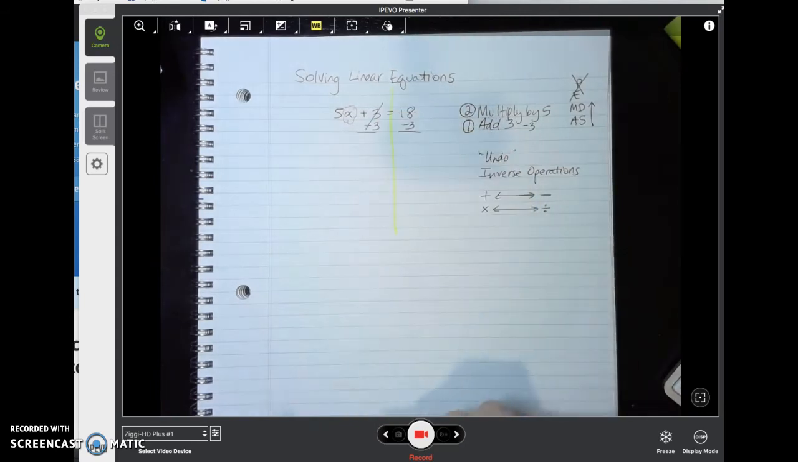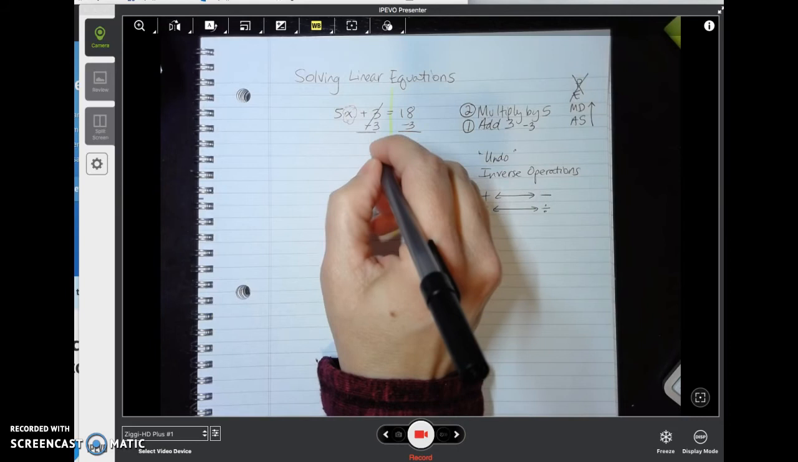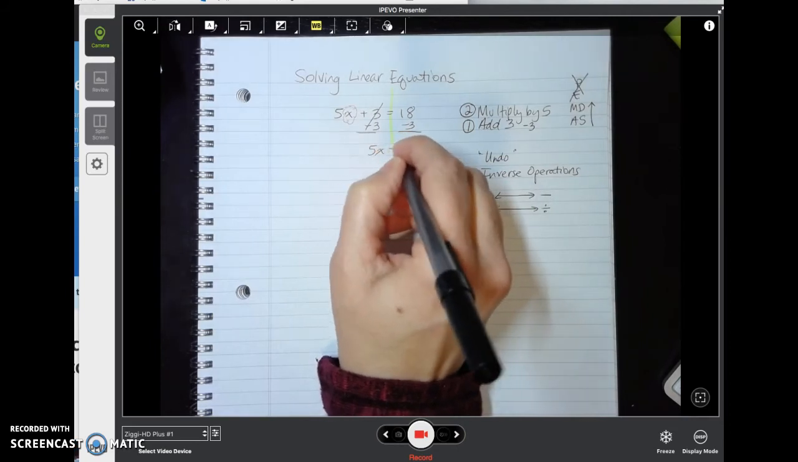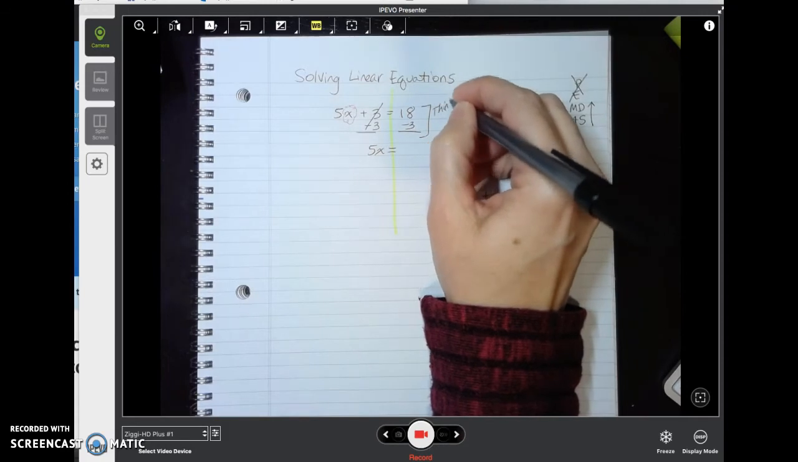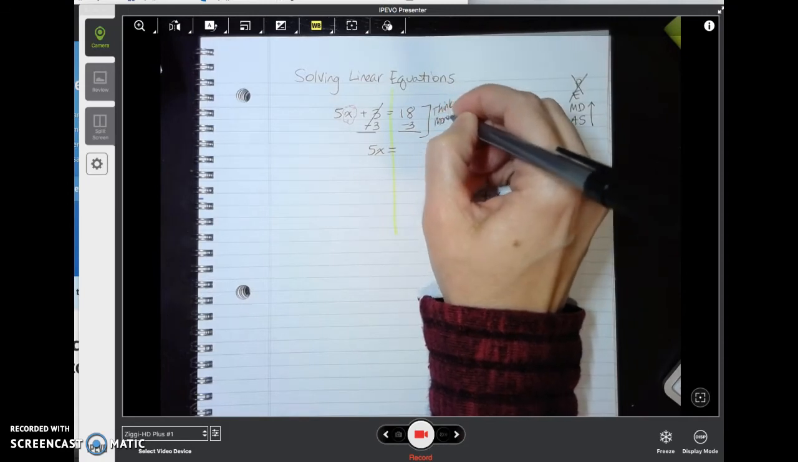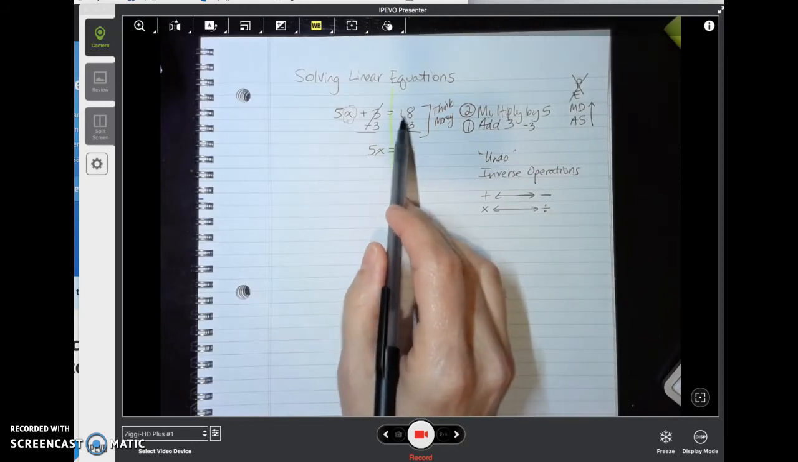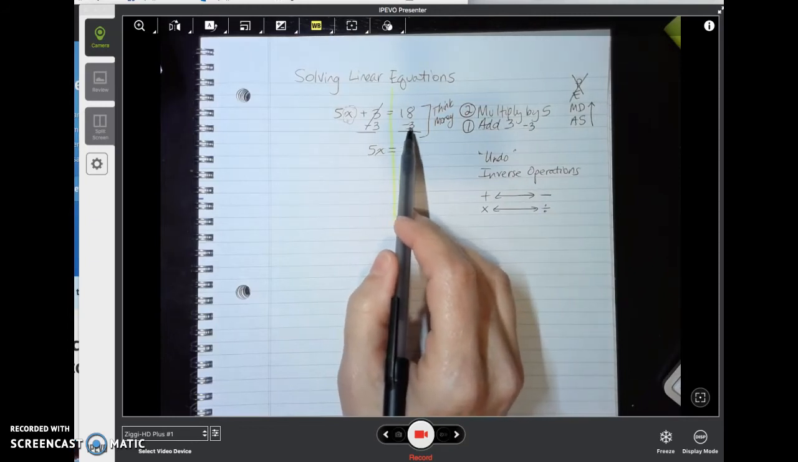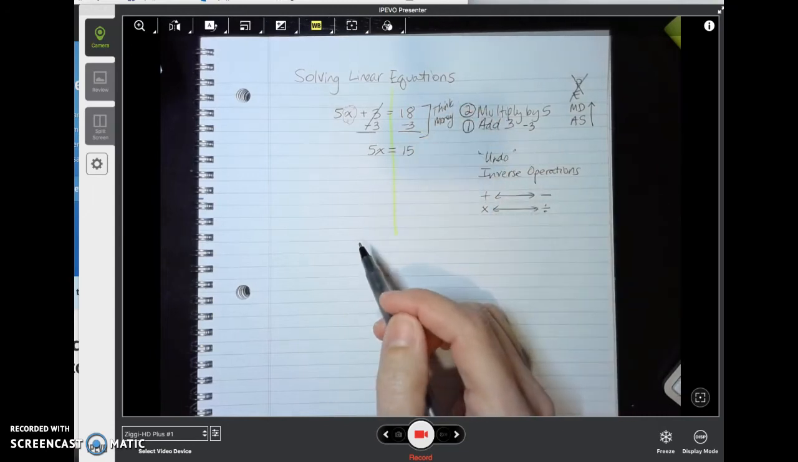And these 3's will zero out because if I have 3 and I lose 3, then that's nothing. So that leaves me with 5x. Okay, now over here, this is where I ask you guys to think money. Okay, think money. You have $18 because it's positive, you've got it. You spent 3 because it's negative, you spent it. So you have $15. Okay?